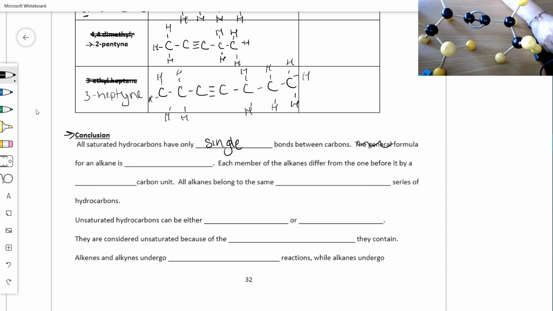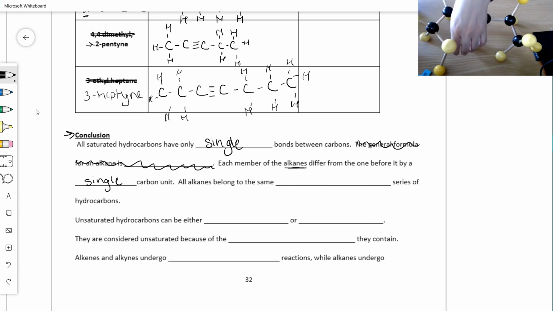The general formula, let's not worry about the general formula, because honestly that's a little too mathy for me. Each member of the alkanes, being all single bonds, differs from the one before it by a single carbon unit. So heptine is different from hexine. Hexine wouldn't have this carbon down here. That wouldn't be present. So that would just be a hydrogen.